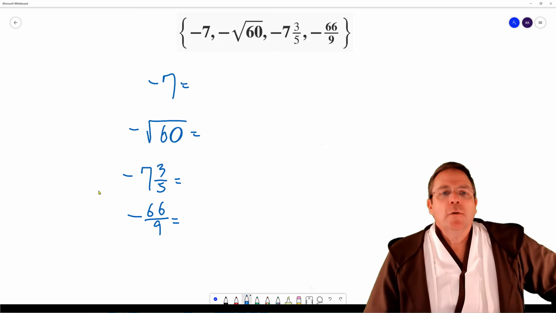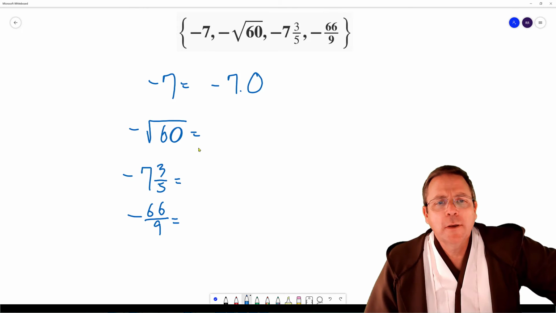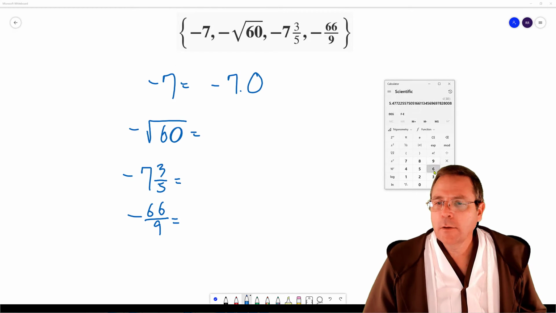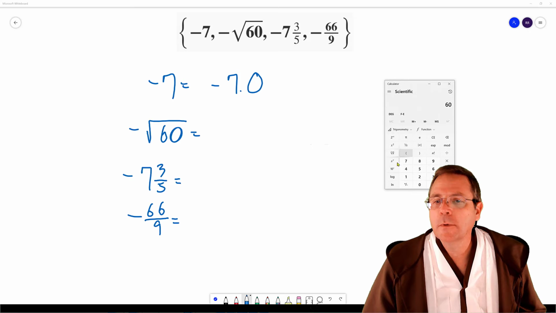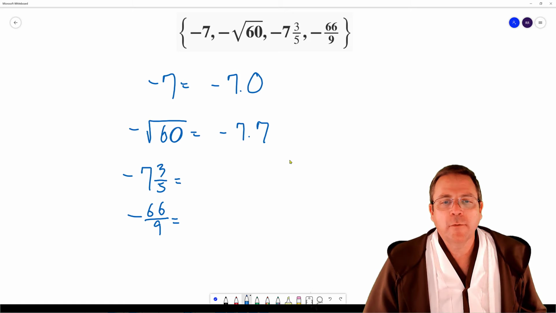Alright, let me get busy working here. So I'm going to start off with my negative 7. That's just going to be the same thing as, say, negative 7.0. I'm going to round mine to the nearest tenth. Negative square root of 60 means I need a calculator for that one, unless I just am a glutton for punishment, and that's going to end up rounding to the nearest tenth to negative 7.7.